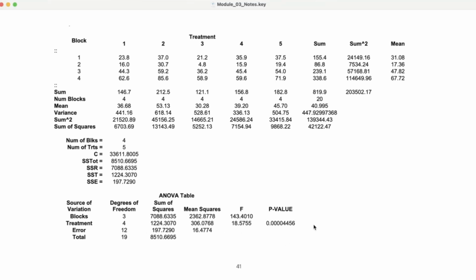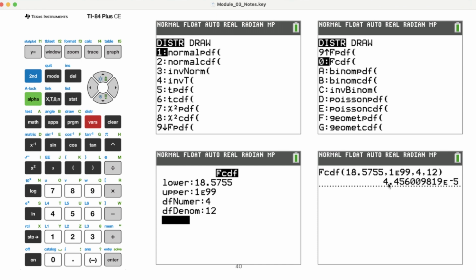And so then it calculates the p-value automatically. And so we can see that the p-value is 0.00004456, which is consistent with the value that was given by the calculator.